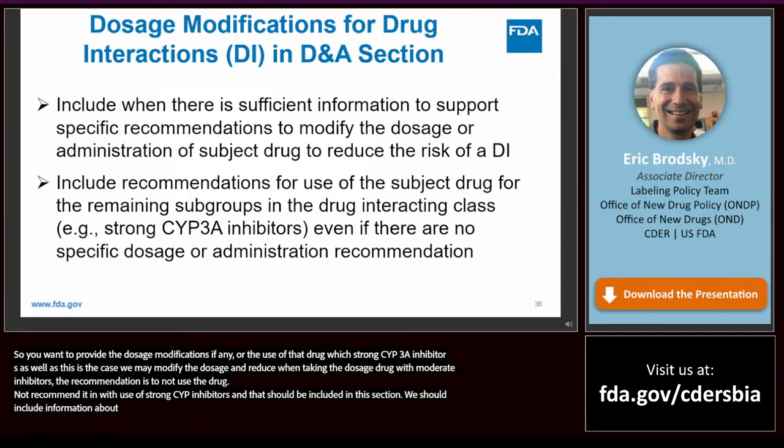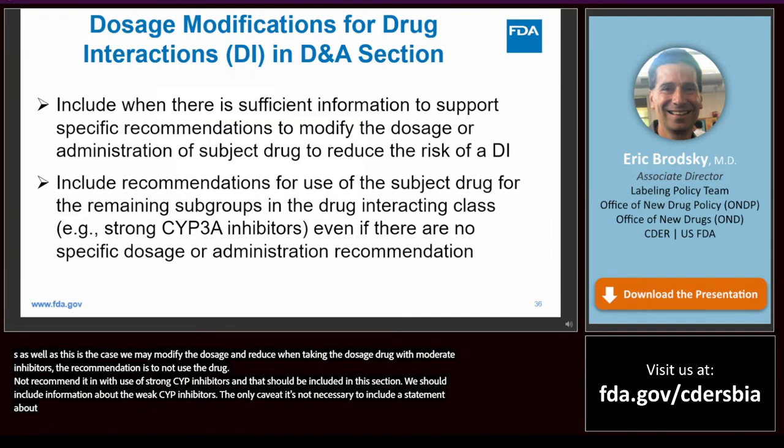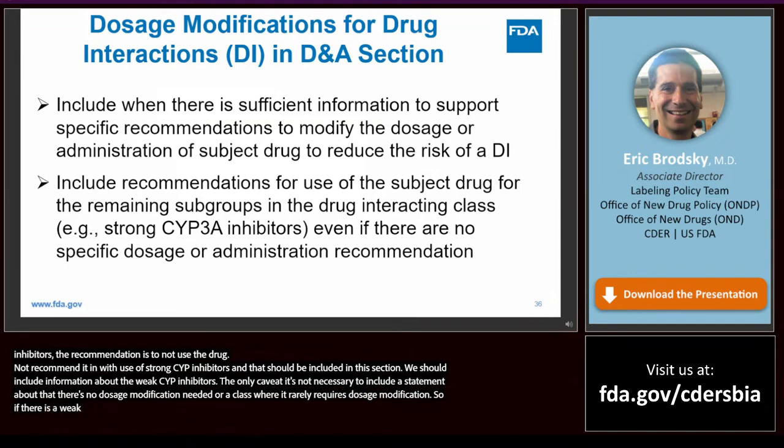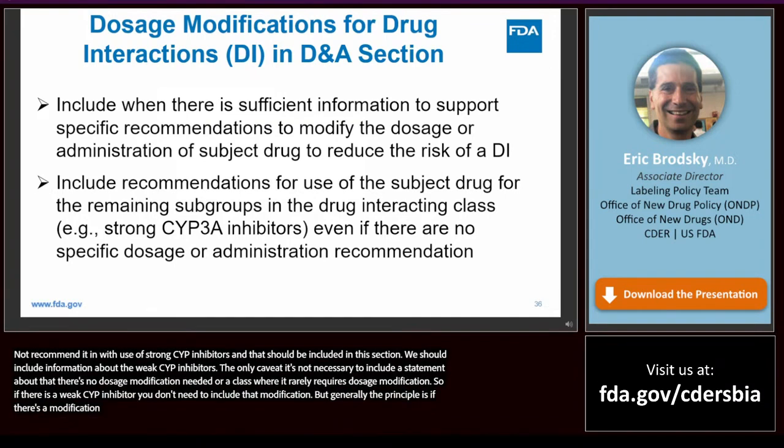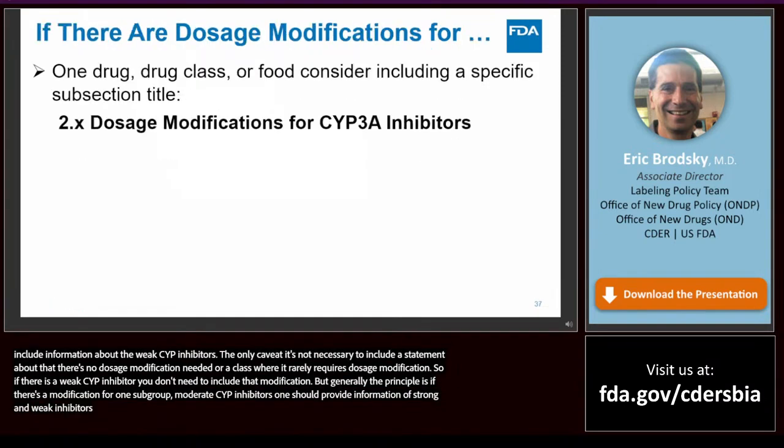The only caveat is that it's not necessary to include a statement that no dosage modification is needed for a class where it rarely requires dose modifications, such as weak CYP3A inhibitors. So if there's a weak CYP3A inhibitor, you don't need to include that modification. But generally, the principle is if there's a modification for one subgroup, such as moderate CYP3A inhibitors, one should provide recommendations about strong and weak CYP3A inhibitors in the DNA section for a complete picture.